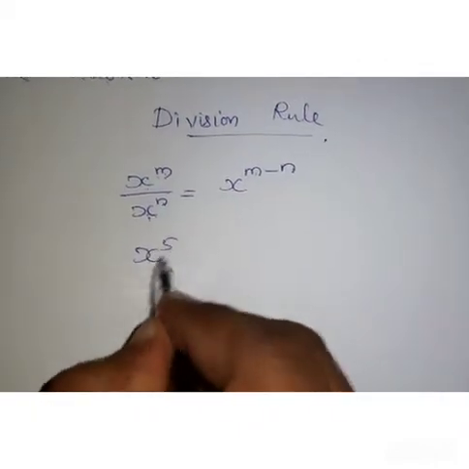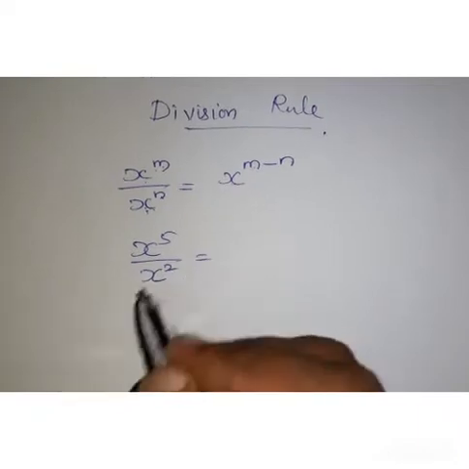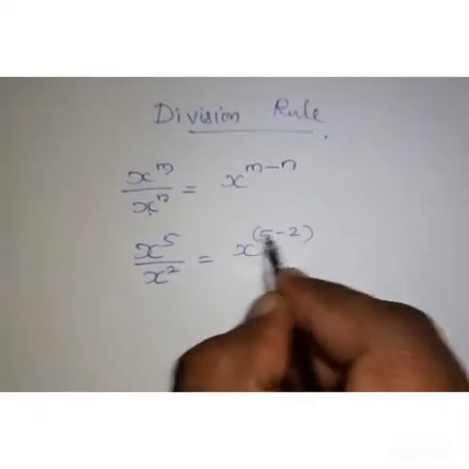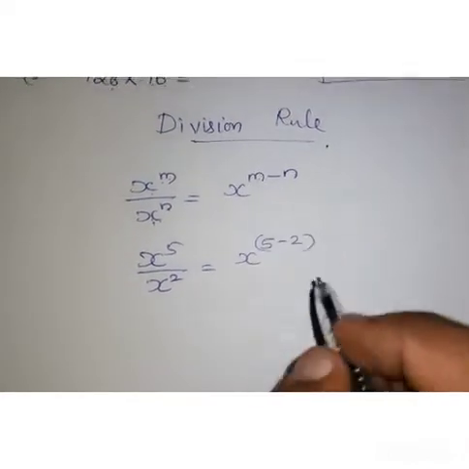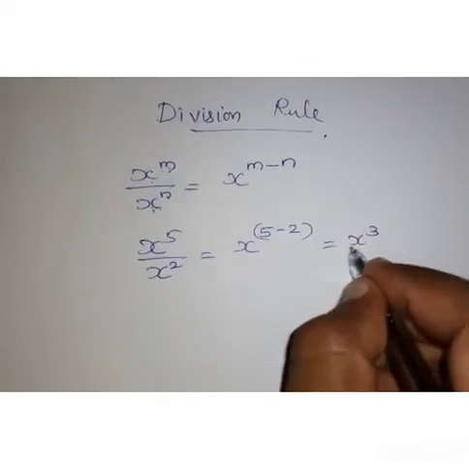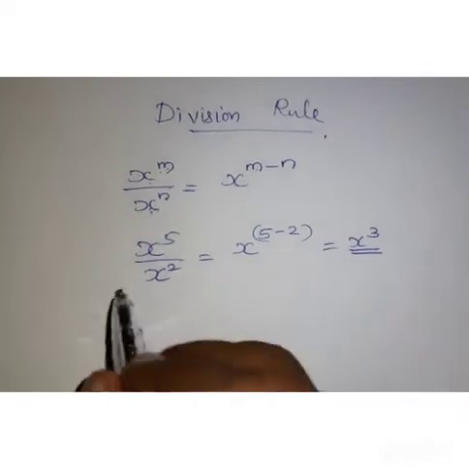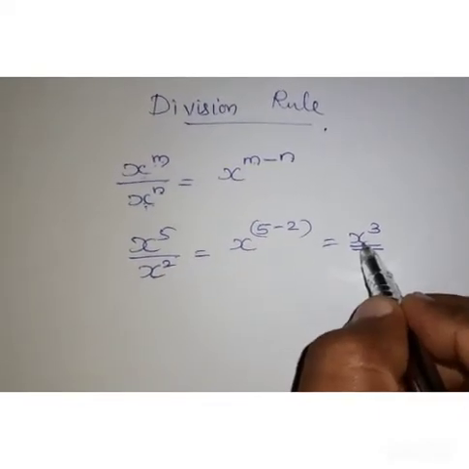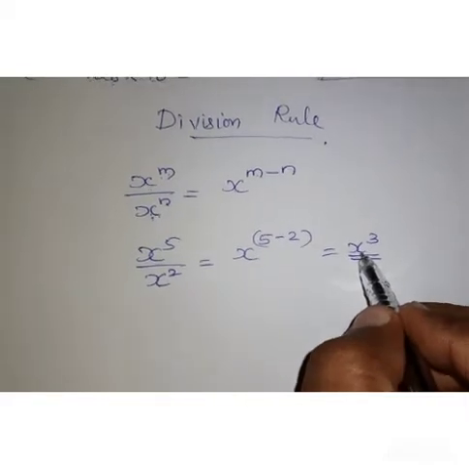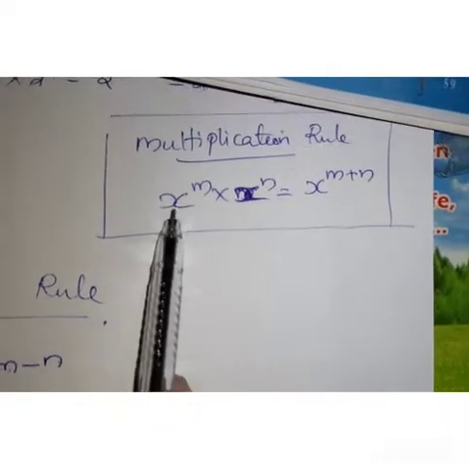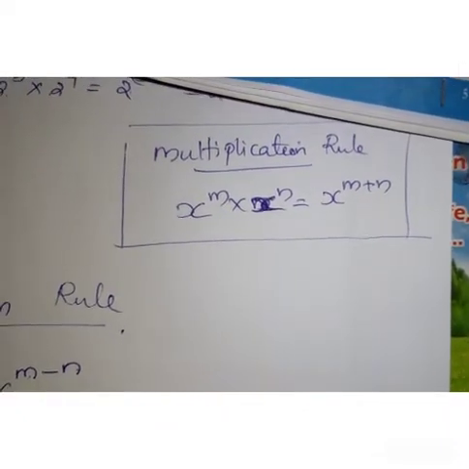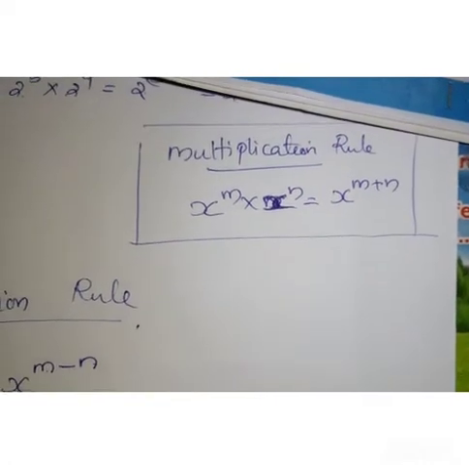x raised to 5 divided by x raised to 2 is equal to x raised to 5 minus 2. The powers are subtracted. So you will get the answer x raised to 3. So if you divide x raised to 5 by x raised to 2, we will get x raised to 3. And what was the multiplication rule? It is x raised to m into x raised to n is equal to x raised to m plus n.